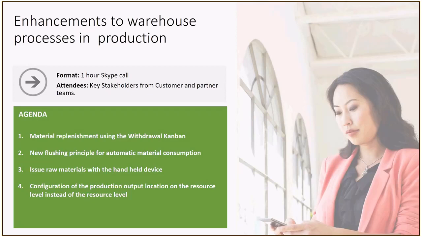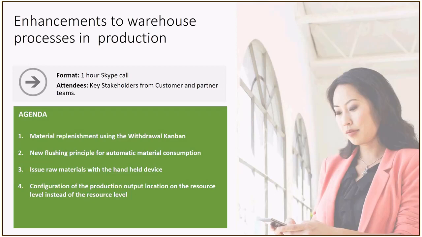The first topic we are going to cover is material replenishment using the Withdrawal Kanban. Next one is a new flushing principle for automatic material consumption in production and batch orders. Then we have a new handheld workflow for issuing raw materials with the handheld device. And the last enhancement we are going to talk about is how we can configure the default production output location on the resource level instead of only on the resource group level.